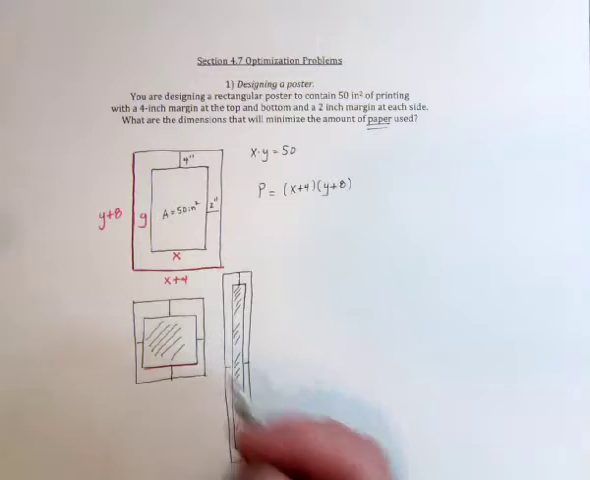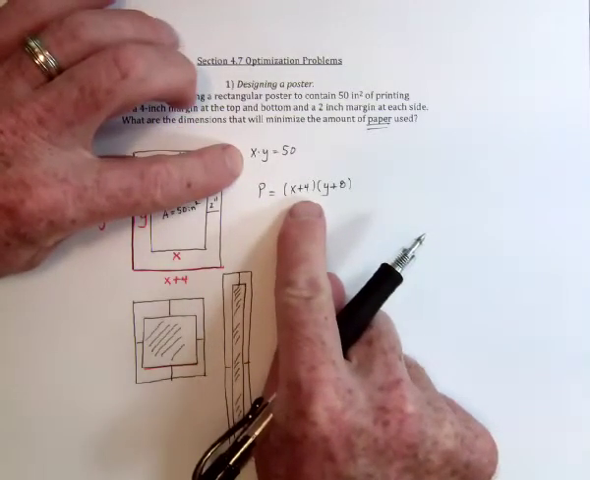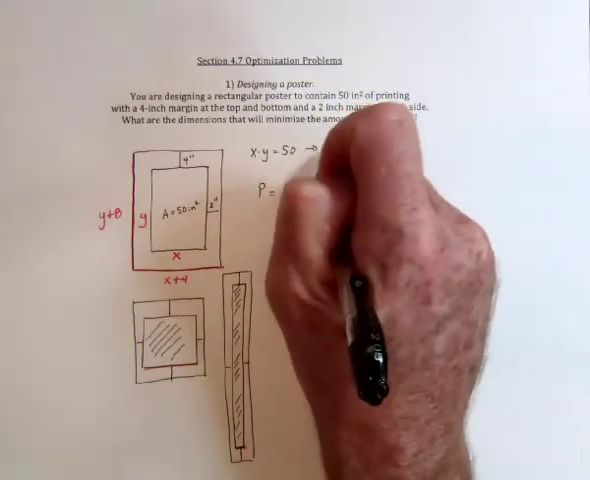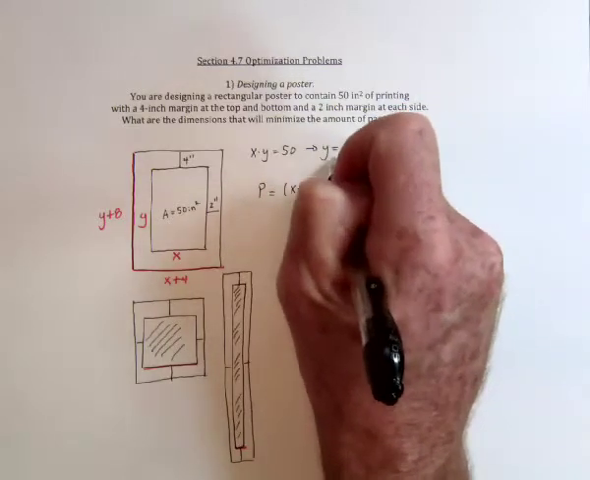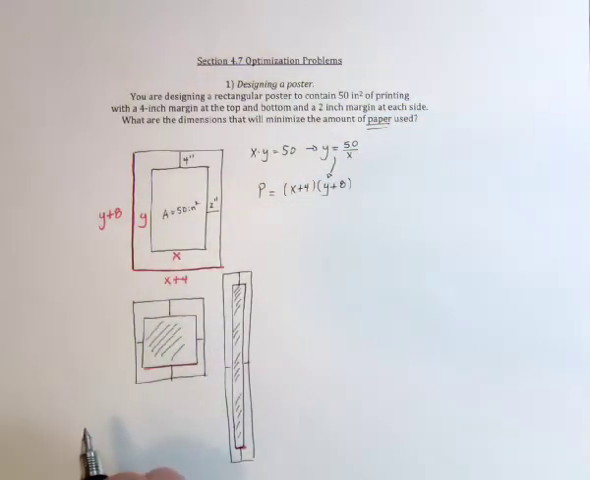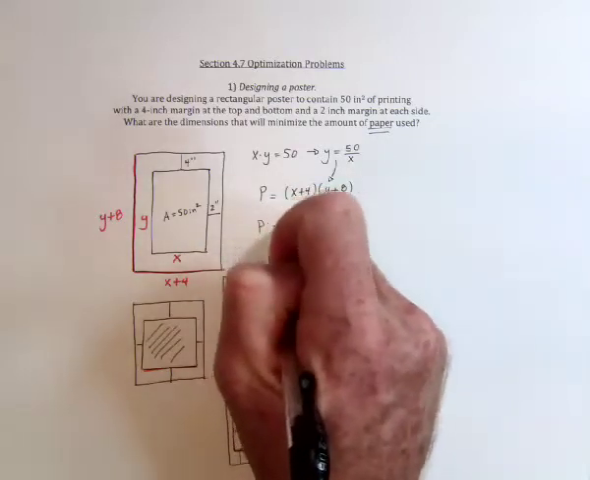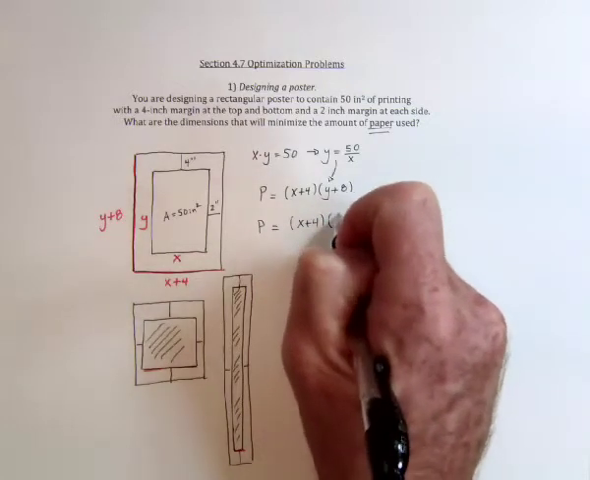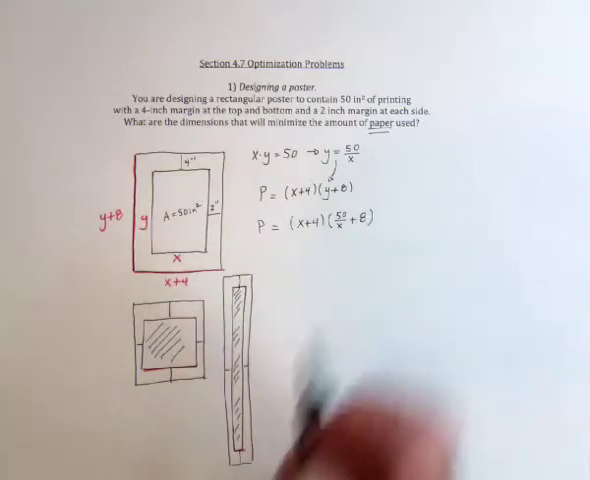Well, we need to now combine these two because both of these have to be true. So the way to combine them is, in here, solve for Y, and then substitute that into that one so that we have all of the information in just one function. X plus 4 times 50 over X plus 8.